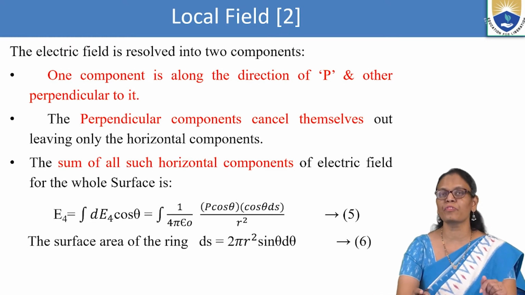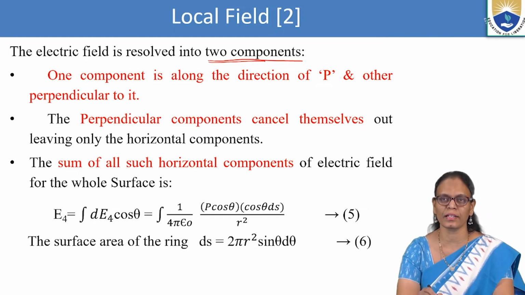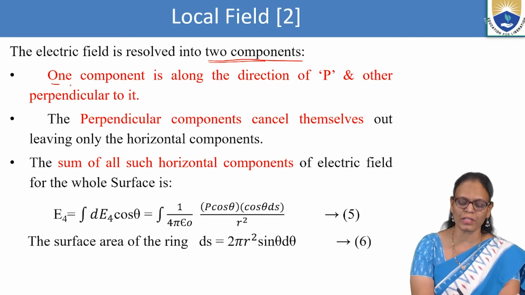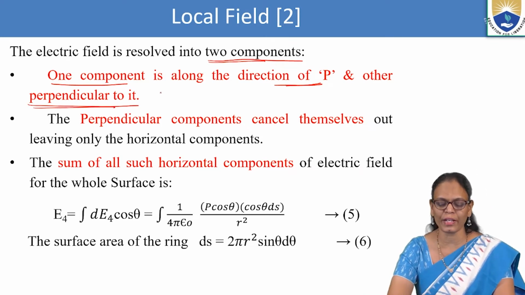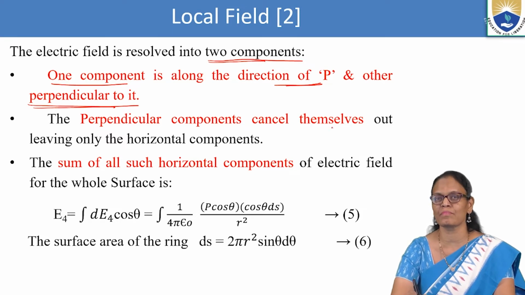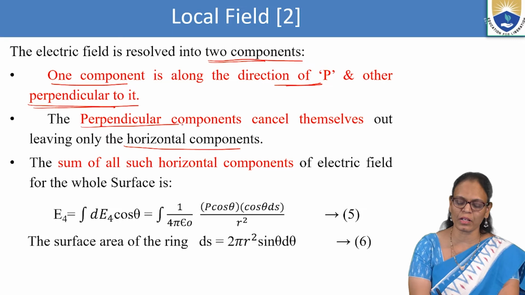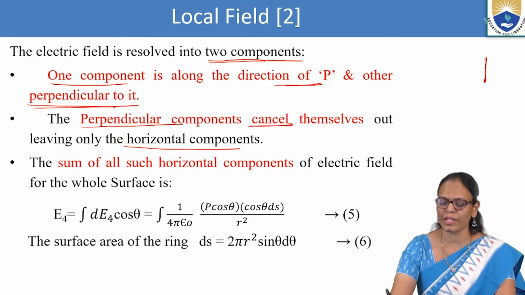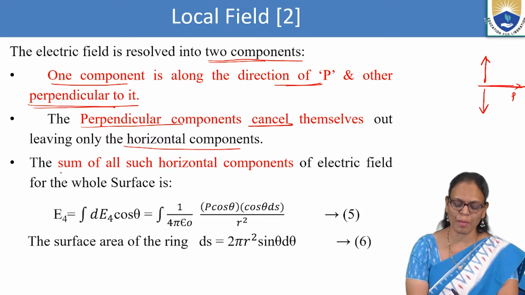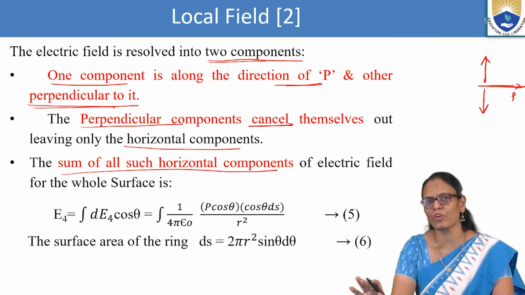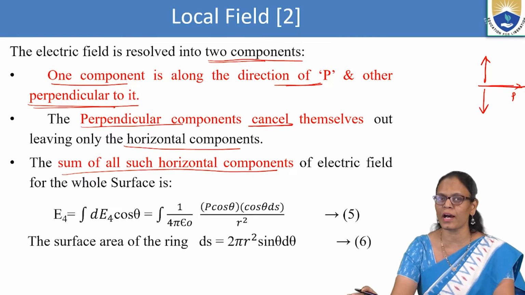Now this electric field can be resolved into two components. It is not along the x-axis or the y-axis, it is at a certain angle theta. So one component is along the direction of P and the other one is perpendicular to it. The perpendicular components cancel themselves: if one is in the upward direction and the other in the downward direction, they get cancelled. What we are left with is only the horizontal components, so we take the sum of all the horizontal components, leaving the perpendicular ones because they cancel out.